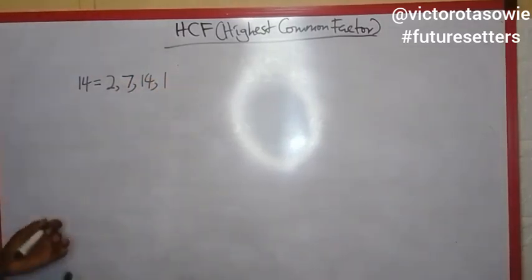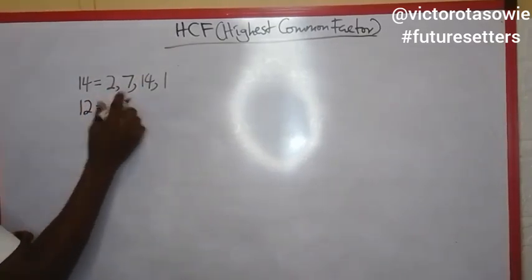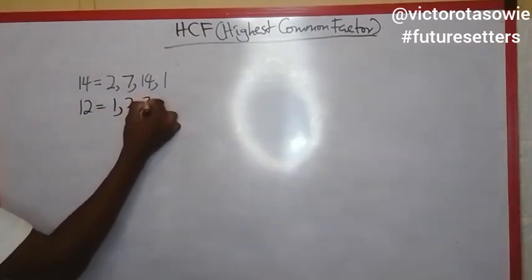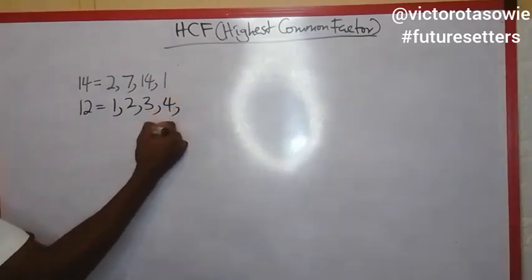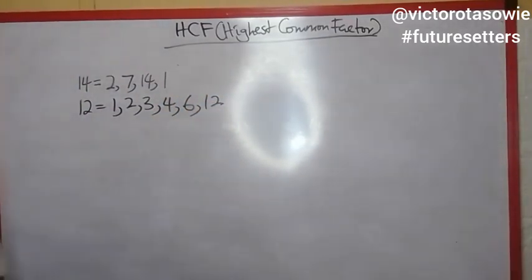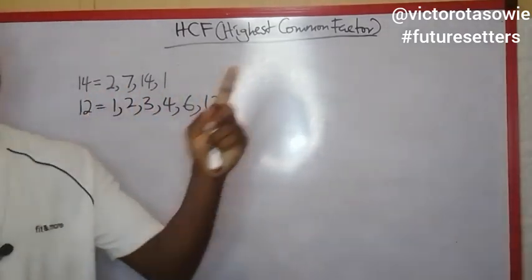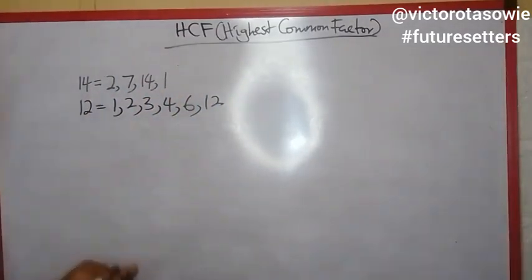Numbers that can divide 12 are 1, 2, 3, 4, 6, and 12. These numbers here are factors of 12, and these numbers here are factors of 14. So we have been able to analyze factors.